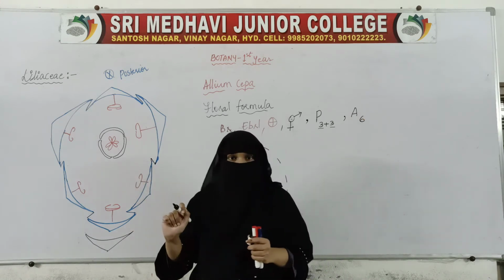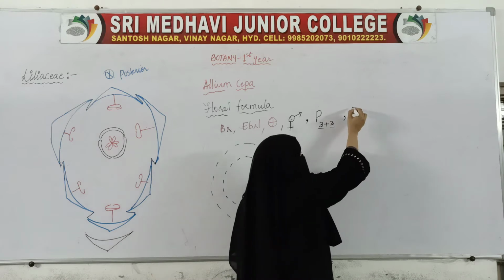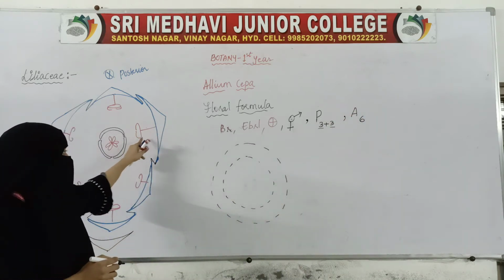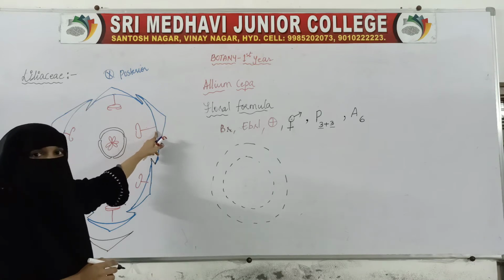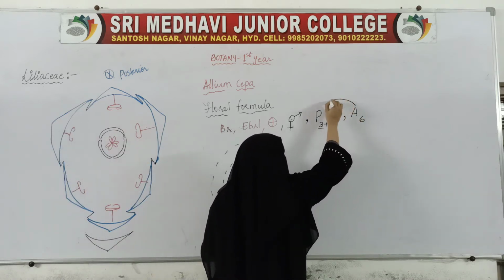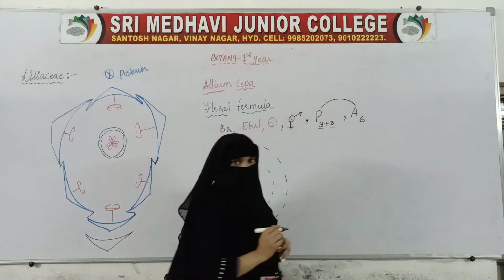Okay, 6 stamens, and the stamens are attached to this perianth. So we will mark this. The stamens are attached to perianth.